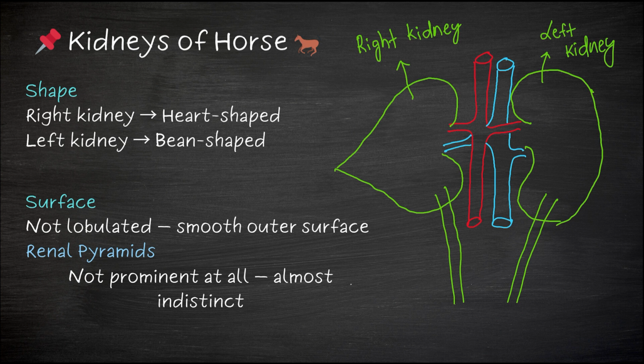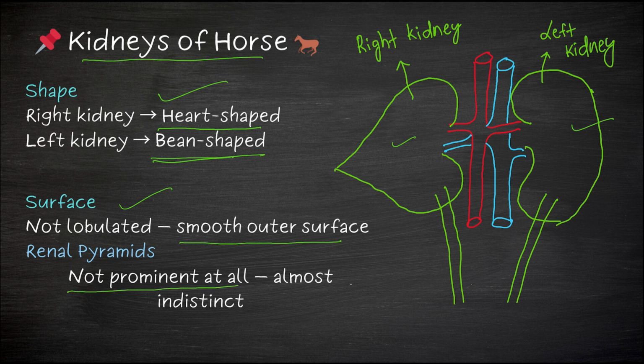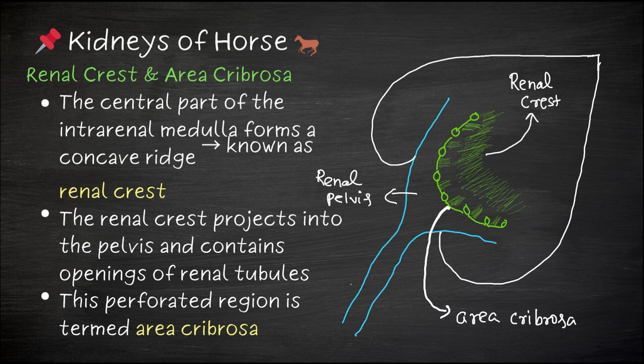Now we discuss some species differences. Kidney of the horse. If you see the shape, very important, the right kidney is heart shaped. You can see, this is the right kidney, somewhat heart shaped, but the left is the usual bean shape. Very important. On the surface you will not find lobules. No lobulation, smooth outer surface. Renal pyramids are not prominent at all because lobes are not there, almost indistinct. Very important point: the renal pyramids are not distinct.